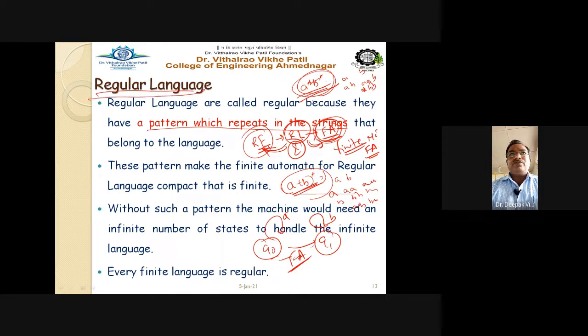So, getting the meaning of the word regular. Regular means it has a certain fixed pattern. The strings of that particular language have some fixed pattern. Say for example, 0(0+1)+. I can define this language: the strings pertaining to this language always start with 0 and have any number of zeros and ones in them.